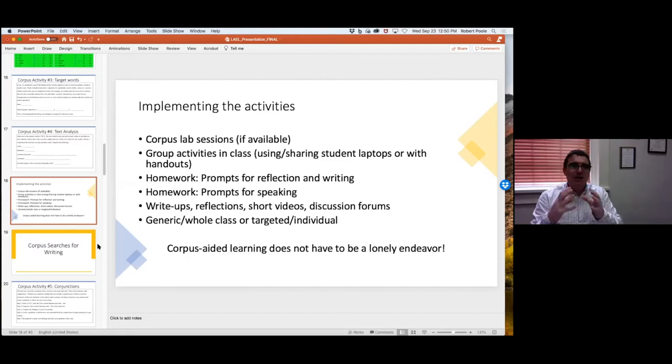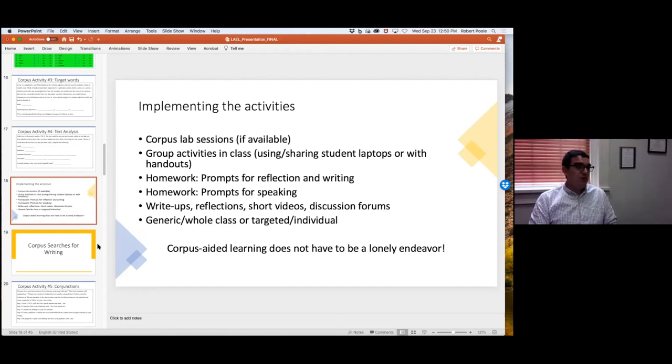Facilitates more interaction. You can certainly do these as homework prompts, sending them home for students to do the searches and write response papers, write response paragraphs, post to forums. So there's write-ups and reflections, short videos, discussion forums. There are a lot of ways that you can use the corpus search as a platform into a variety of activities to advance all language skills, right? So the point being, corpus study is not for one skill, certainly suitable for all.